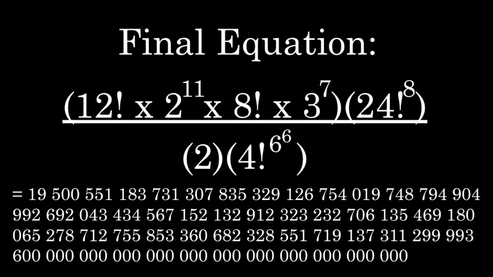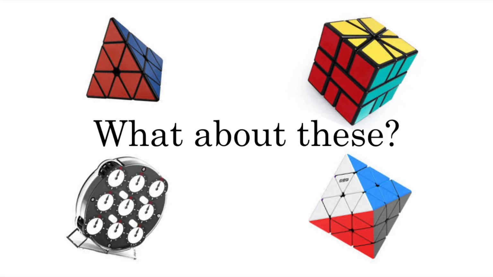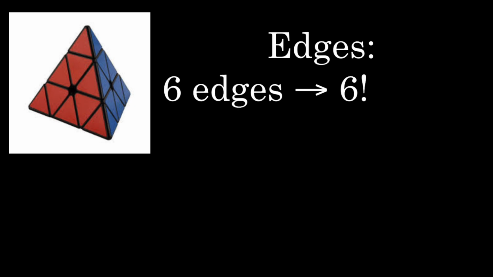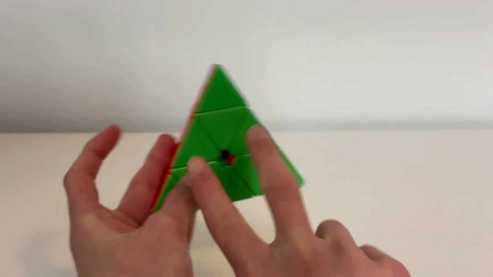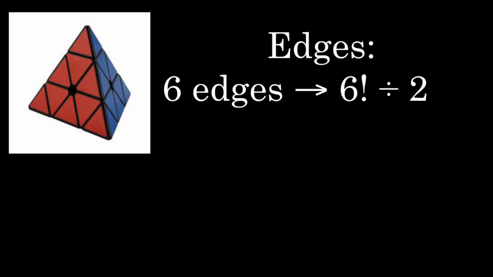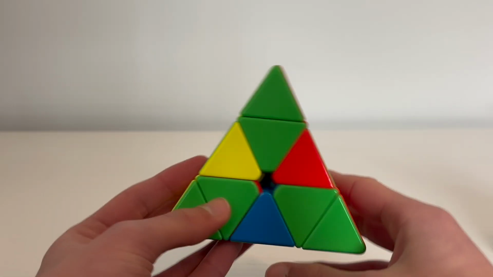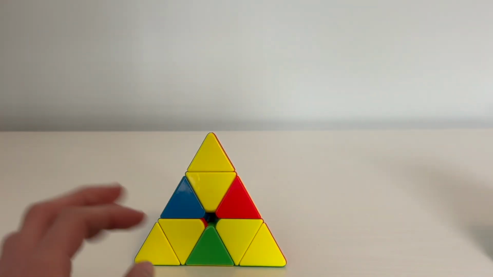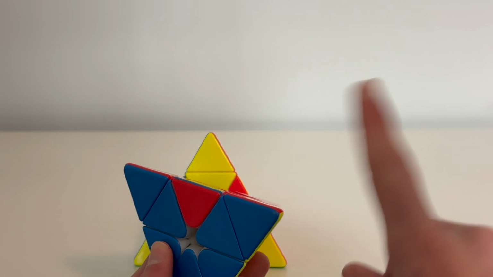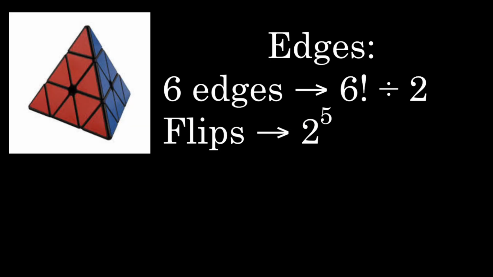Okay, so n by n's weren't too hard, so why not try other kinds of puzzles? Let's start with the Pyraminx. First, we'll do the edges. There are 6 of them, so we can do 6 factorial to randomly arrange them. However, when we do a turn, we're always cycling 3, meaning 2 can't be swapped. Half of our cases are now bad, so we'll divide by 2. They can also be flipped one of 2 ways, so we can multiply by 2 to the 6. But remember, we can't have one flipped edge, so we remove a 2.